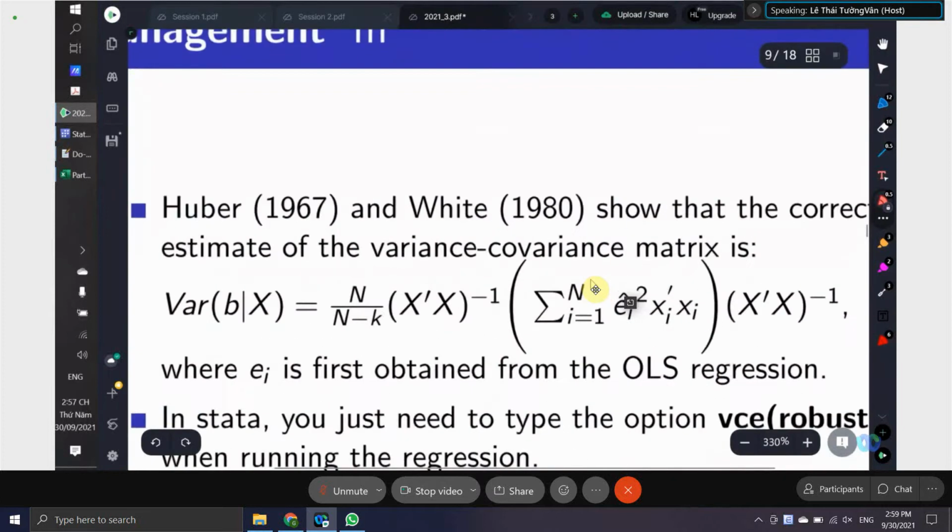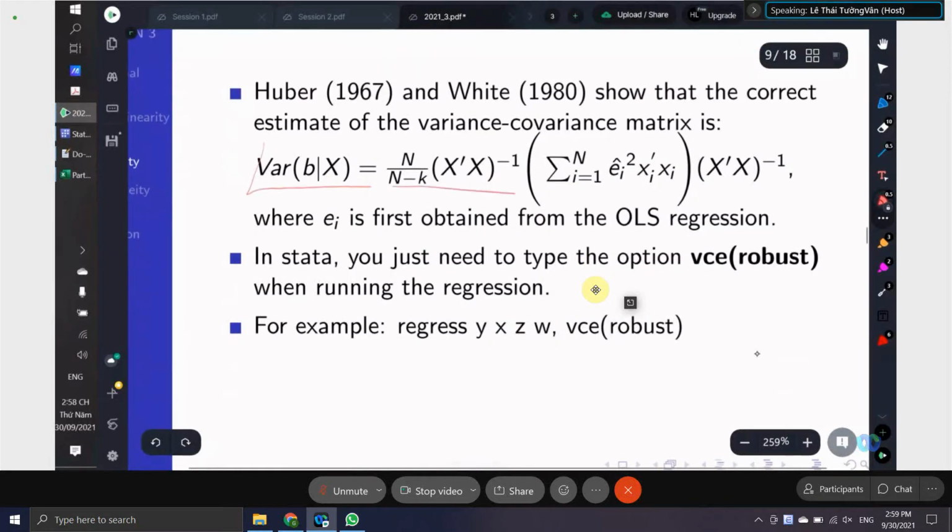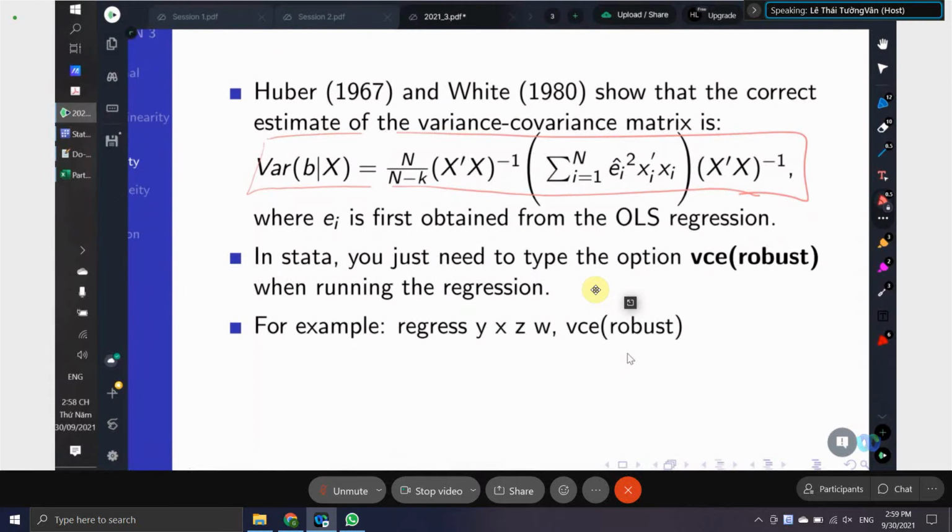Okay, so in econometrics, to fix this problem, people have come up with an empirical variance covariance matrix, which is defined in this way. So variance of b given x is computed in this way. And if you want Stata to compute your heteroscedasticity robust variance covariance matrix, you only need to indicate at the end of your equation vce robust. Then Stata will correct for it.